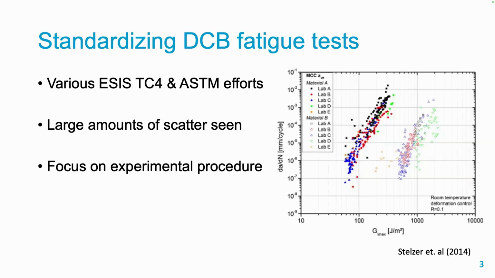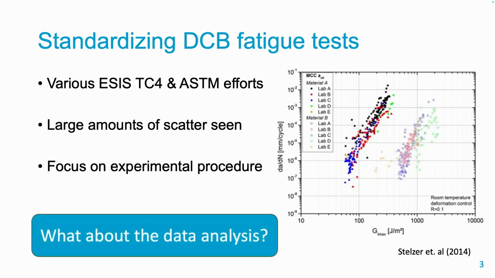But all of the efforts so far have mainly aimed at how you do the test, what load cell you use, the exact procedure, and so on. But as those who've done the test themselves can tell you, there's also some subjectivity and some different choices you can make in the analysis of the data. Right? So that leads us to the question: is the variability coming from the test or is it coming from the analysis?